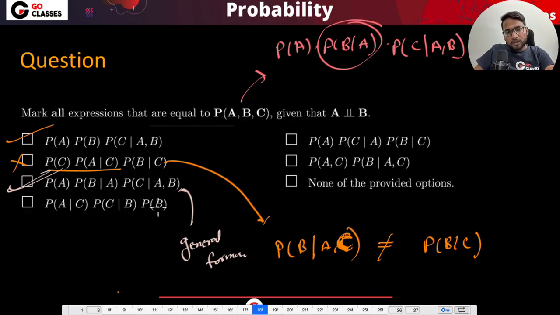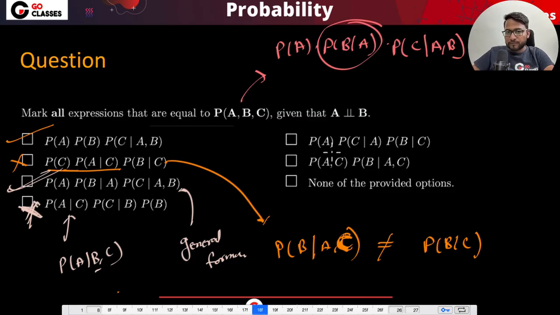Now probability of B and then C given B, that is okay. Now A given should be B comma C, right? So in general, it should be A given B comma C. But now they have written A given C, which is incorrect, because given C, A and B are independent, you don't know. So that's why this is incorrect. So this option is correct, this option is correct.